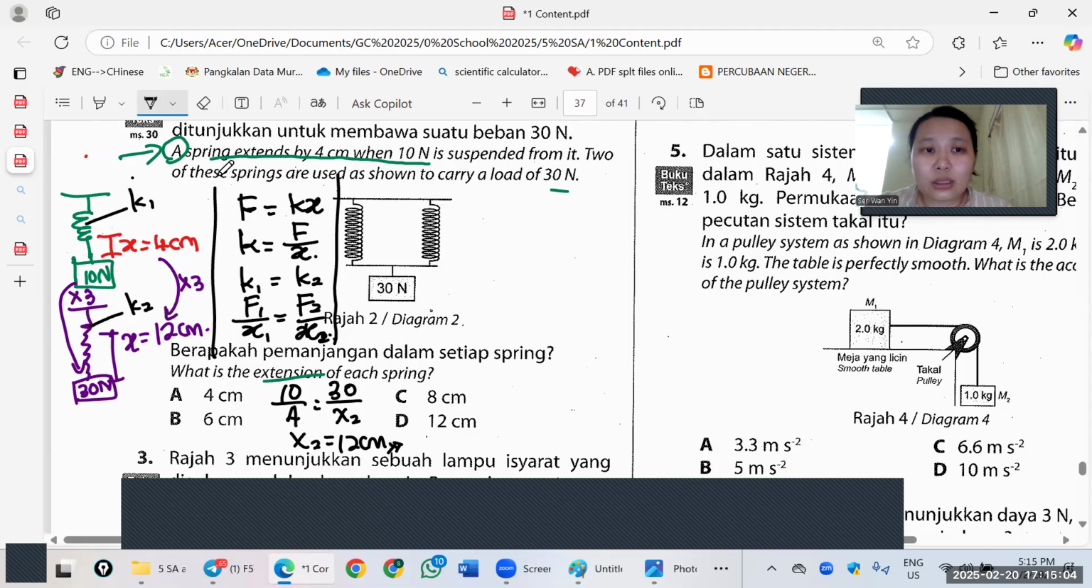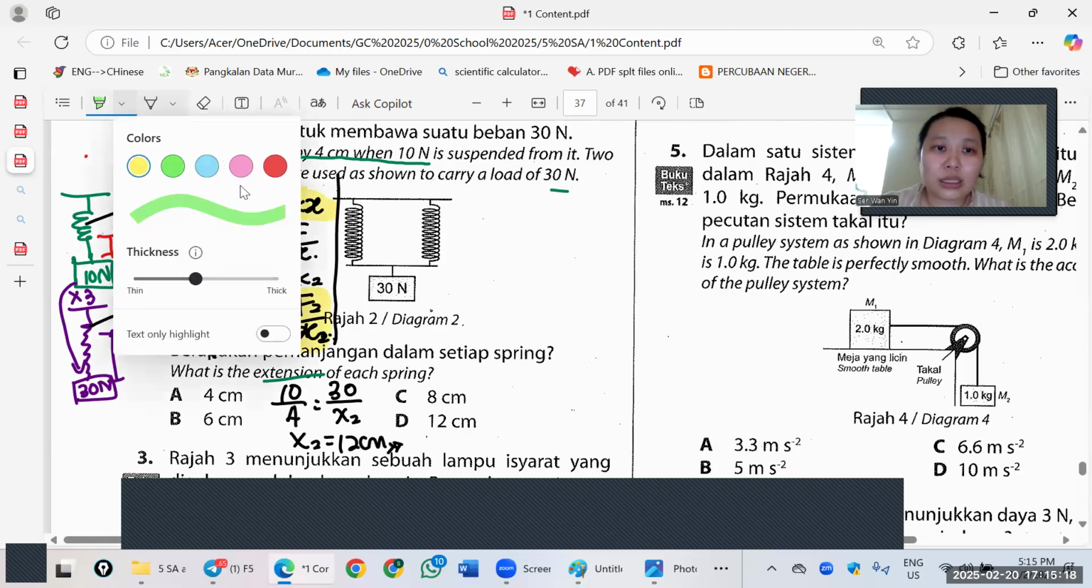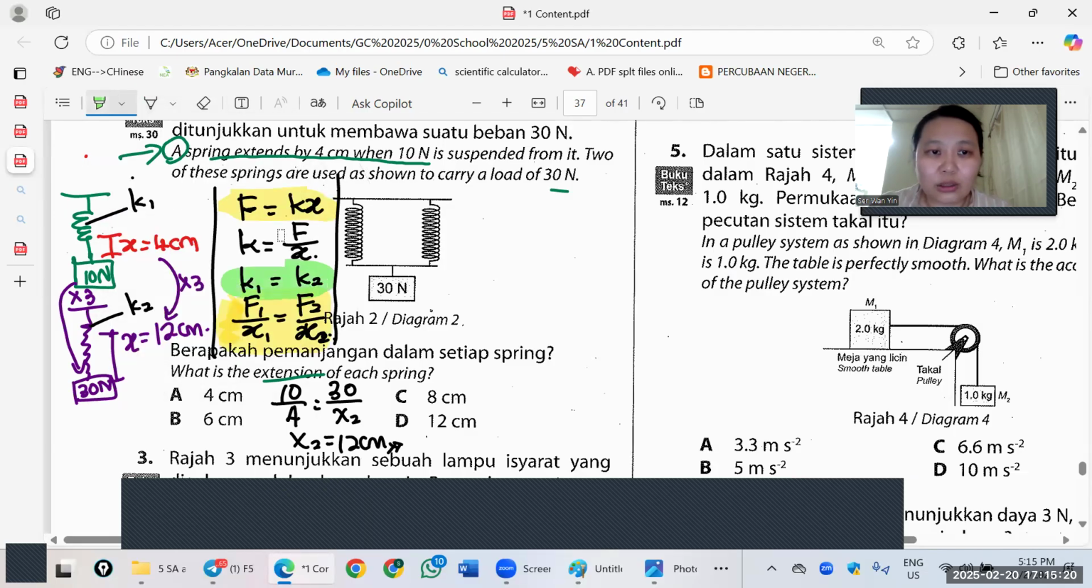So Hooke's law can also be applied using the proportional method, because it is the same spring and has the same spring constant. You can use the proportional method, or show it this way: F1 over X1 equals F2 over X2.